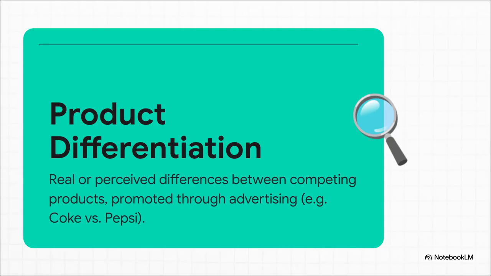So, what is product differentiation? It's really all about making your product seem special or unique. This can be done through branding, a different design, maybe better quality. The perfect example is something like Coke versus Pepsi. I mean, they're both colas, right? But these companies spend a fortune on advertising, which, by the way, economists call non-price competition, just to convince us that their drink is the different, better one.